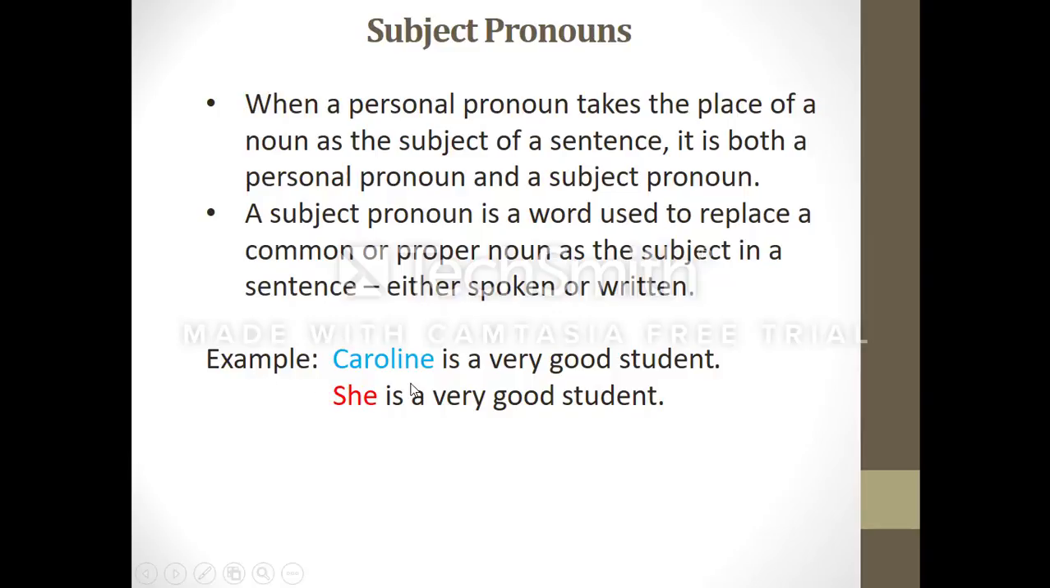Okay, example sentences in English to show us again. Caroline is a very good student. We know that Caroline is the noun and also the subject. And if we want to use a pronoun to replace Caroline, we would use she as the subject pronoun. She is a very good student. Let's write both of those examples on the note guide where it asks you to do so. And go ahead and circle Caroline and she so that you see that those are connected.